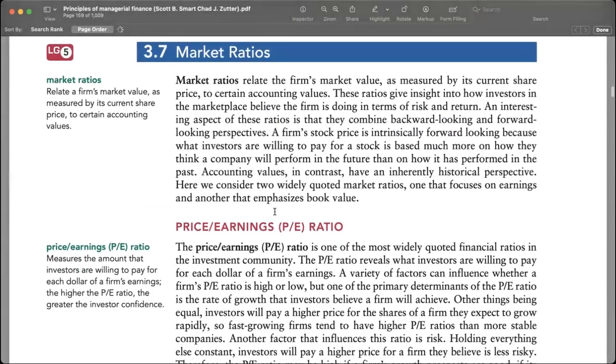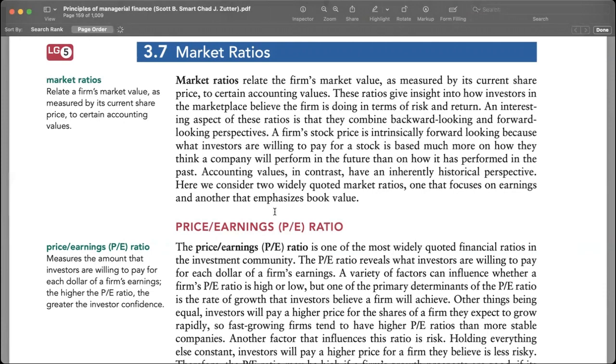Then we will go for the last category, which is market ratio. So market ratio actually indicates the perception of the shareholders about the company, perception of the investors about the company. And you will see that in calculating the market ratio, we do not only depend on the balance sheet or income statement values. We also take information from the stock market, for example, what is the share price of the company? That is also another input.